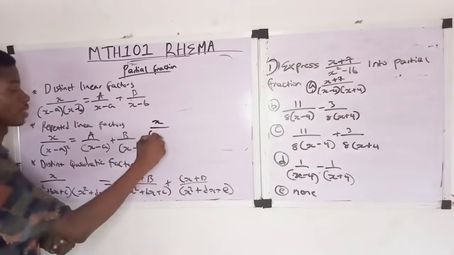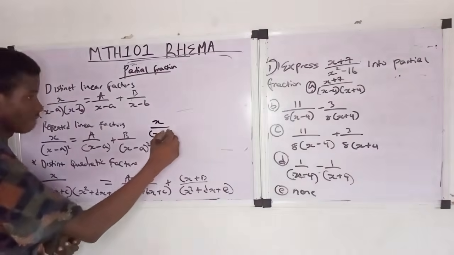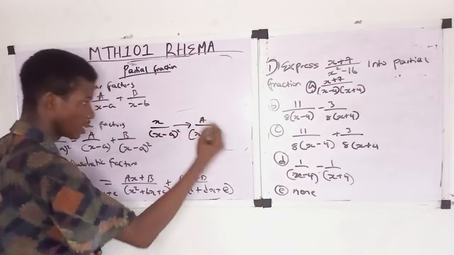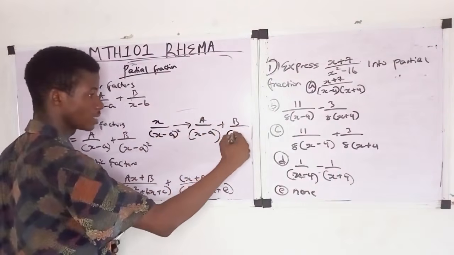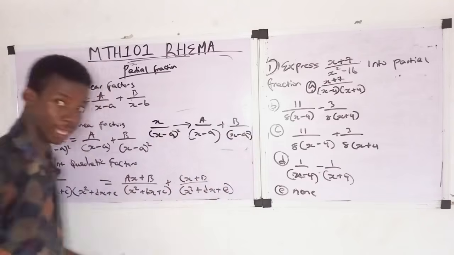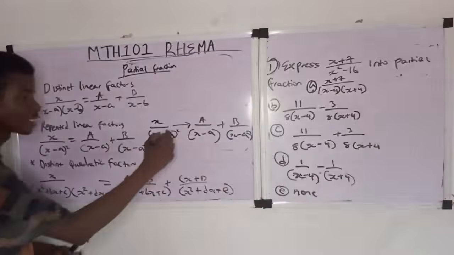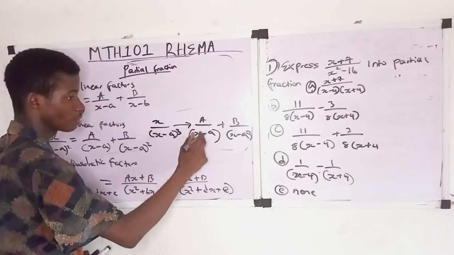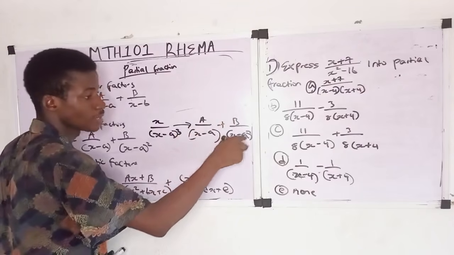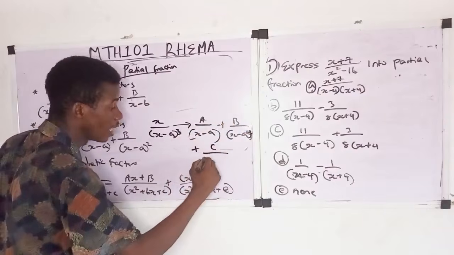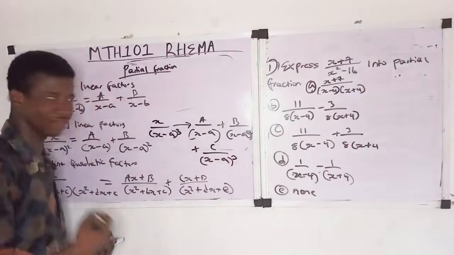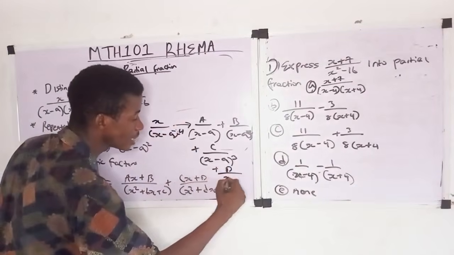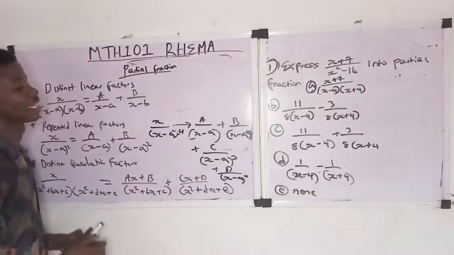I want to decompose this partial fraction to be something like this: a divide s minus a, then plus b divide s minus a all square. Now let's say it is raised to power 3. It will be something like this: a over s minus a, plus b over s minus a all square, then plus c over s minus a all cube. When it is raised to power 4, it will be plus d over s minus a raised to power 4. So that is just it.